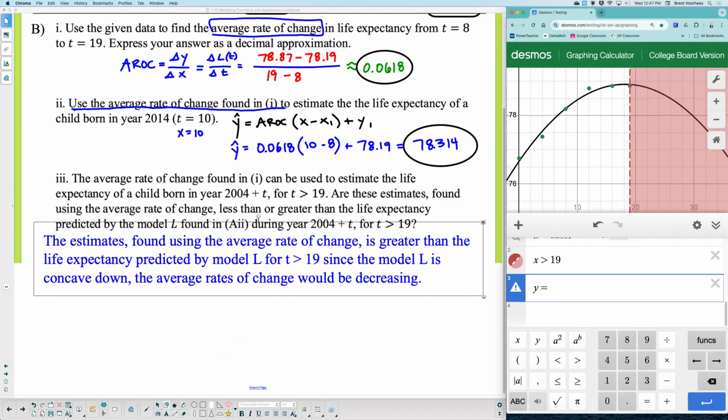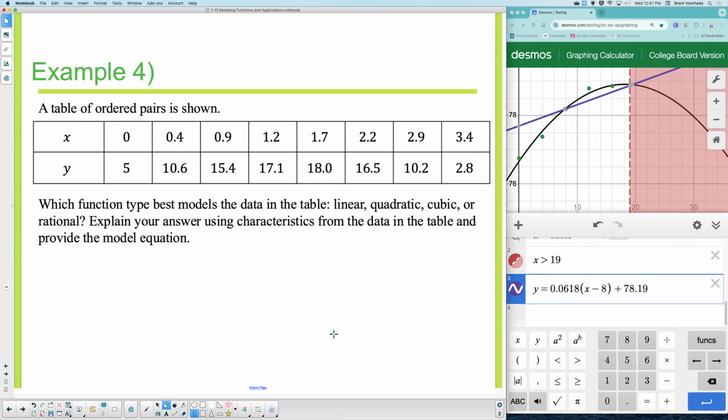Y equals 0.0618 times X minus 8 plus 78.19. Sorry, that's what the average rate of change looks like. But if you keep making more and more average rates of change, they're going to get smaller and smaller and smaller because it's concave down. That kind of clicking with you? This average rate of change is greater because this one was concave down. All right. That was the longest problem ever. Whew. Example 4.